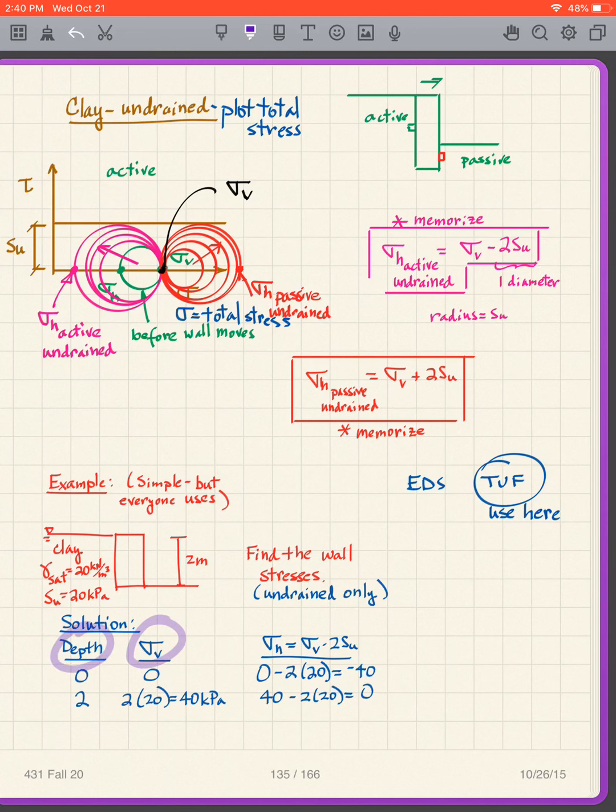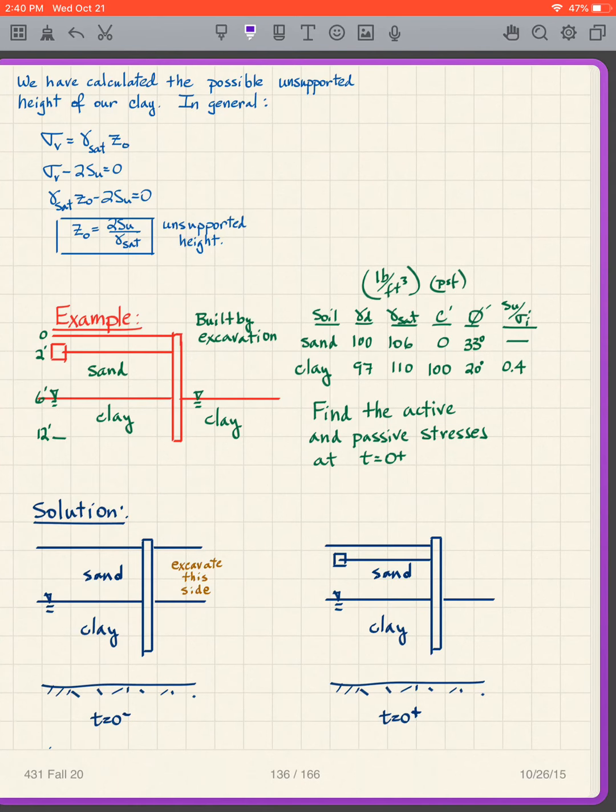That's it. Very simple. So at a depth of 0, I've got 0 there, but this is what? 0 minus, remember it's minus 2SU, minus 2 times 20, I get negative 40. That's interesting. Let's see what that means. And then at 2 meters, my sigma v is 2 times 20, so I get 40 minus 2SU. The SU is given as 20, so I end up with 0. Okay, so what does that mean in terms of our stresses?